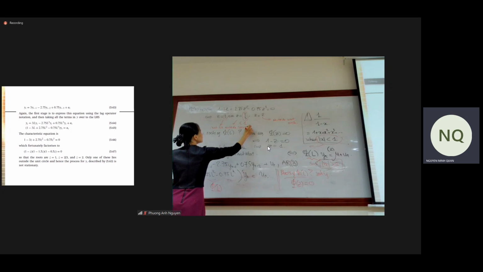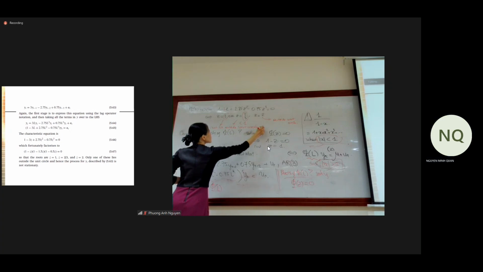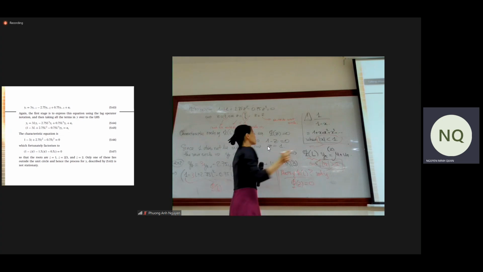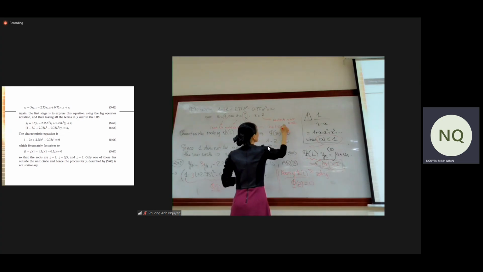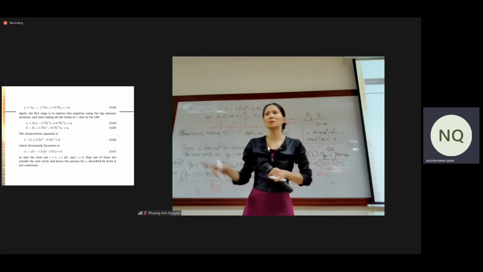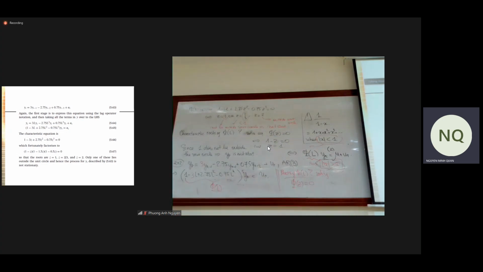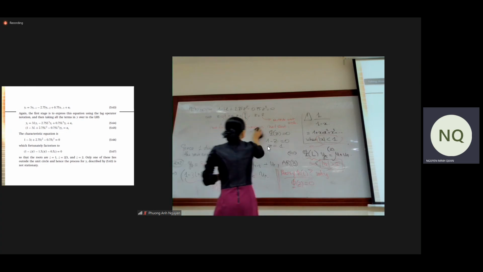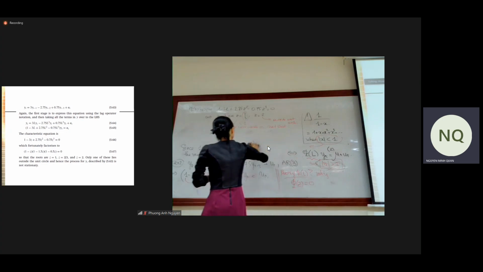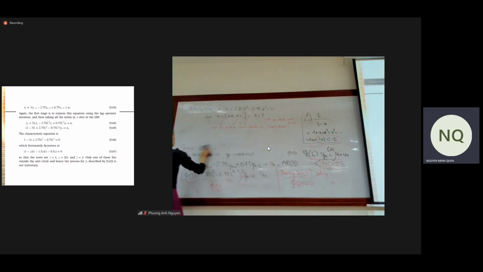So both of them do not lie outside the circle. So what is the conclusion? The AR series is not stationary. That's okay, because we need all the characteristic roots to stay outside the unit circle. Now we have some idea about the stationarity of the AR series. The series is not always stationary.